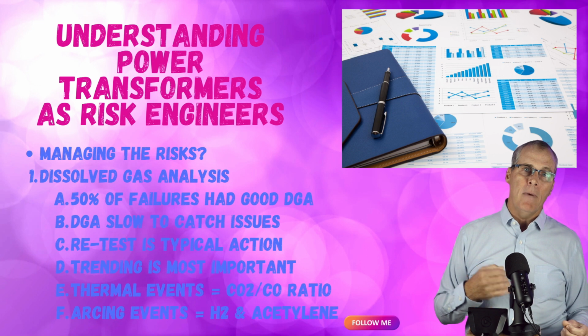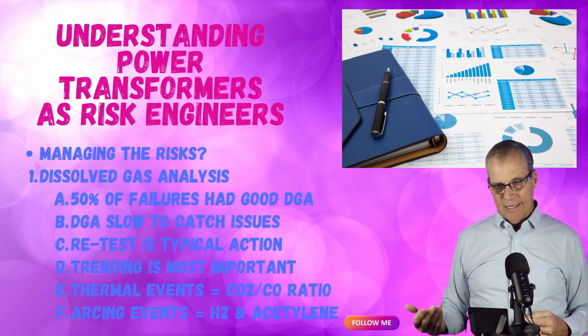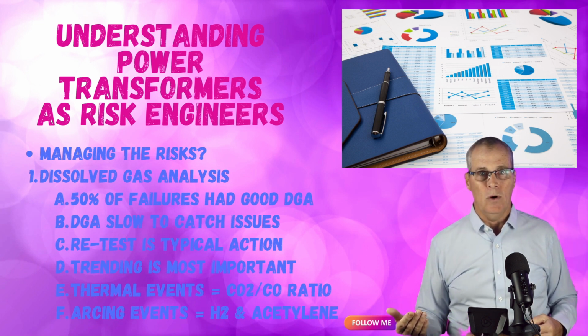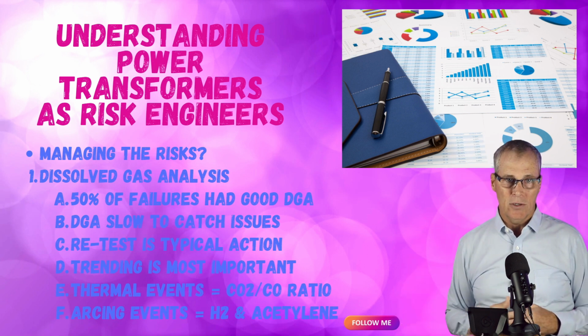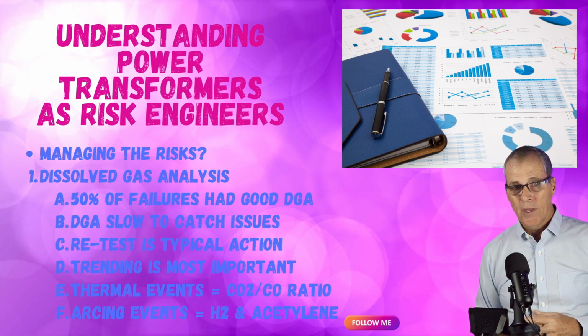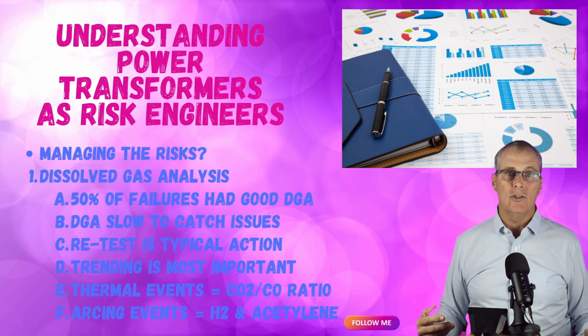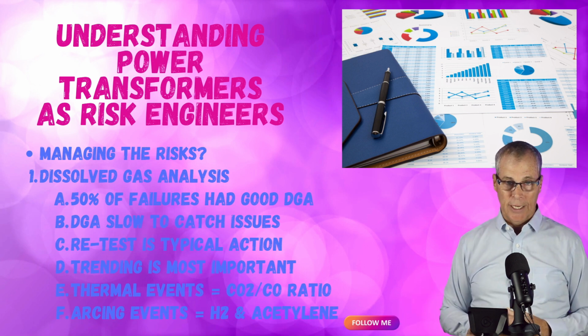Even online monitoring, if it has an alarm, you're not even looking at it once a year. You're waiting for the alarm to come in. So it's definitely a slow way to catch a transformer problem. And then, like I said, the typical action is just to retest. It's just to go back out, take another sample, and do it again.